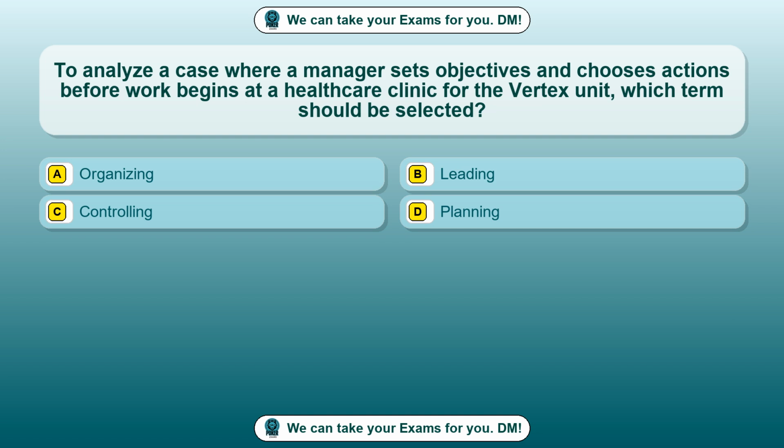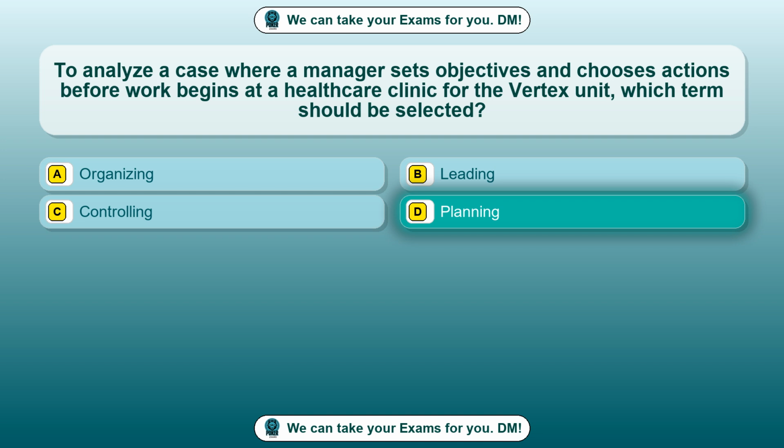Question 97. To analyze a case where a manager sets objectives and chooses actions before work begins at a healthcare clinic for the Vertex unit, which term should be selected? Option A, organizing. Option B, leading. Option C, controlling. Option D, planning. The correct answer is option D, planning.